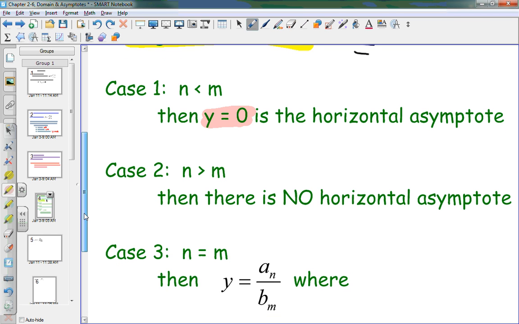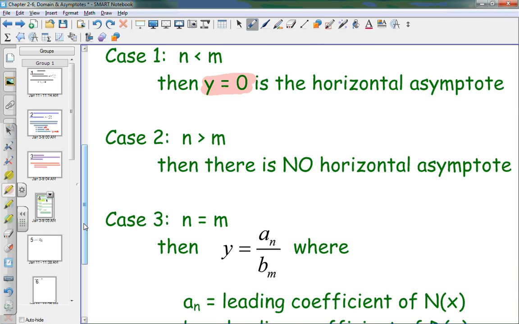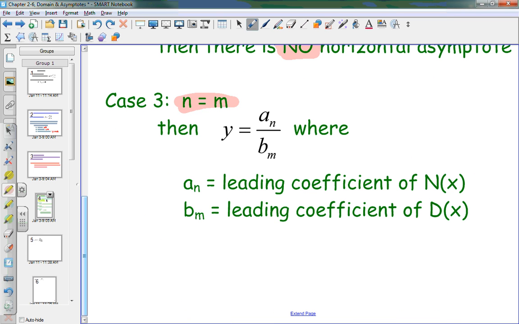If n is greater than m, then I have no horizontal asymptote. And the reason why is because that's going to be my slant asymptote case. Okay? Do you understand? Then we have case 3 where it says, well, what if they're equal? If the degree of the numerator and the degree of the denominator are the same, everybody with me? Then you have to compare their leading coefficients. The leading coefficient of my numerator, n of x, is a sub n. The leading coefficient of my denominator, d of x, is b sub m.